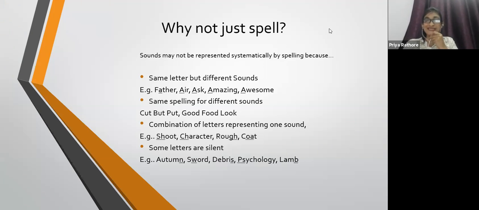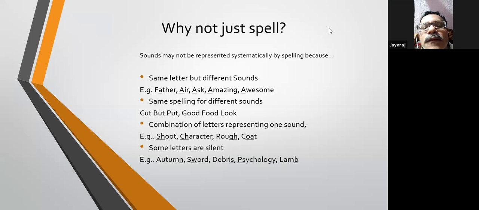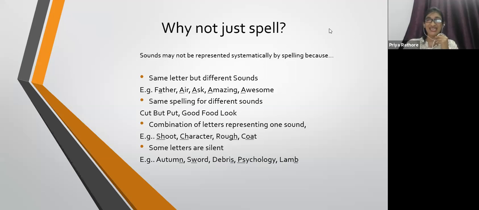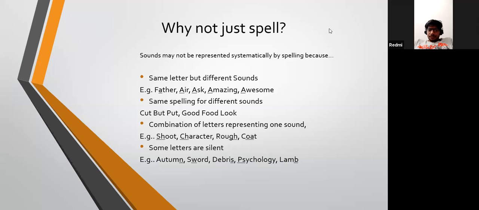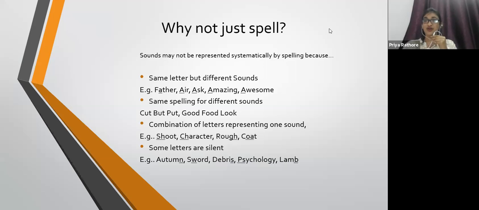Now people normally get confused with the next one. They call it debris. Yeah. So it is not. It is debris. The S is silent. Yes, so we call it debris. Psychology. Is the P silent? Yes, P is silent. So psychology. And now a lot of people in India say psychology.